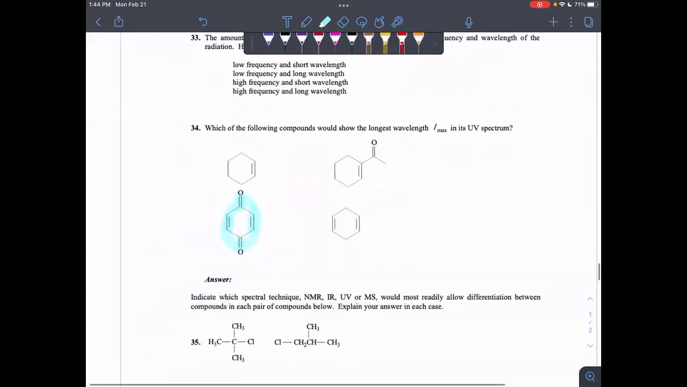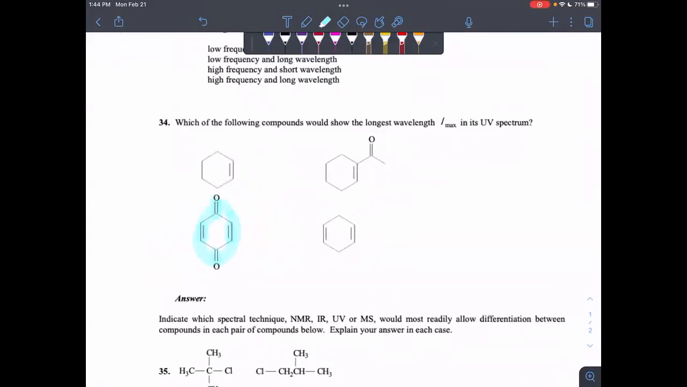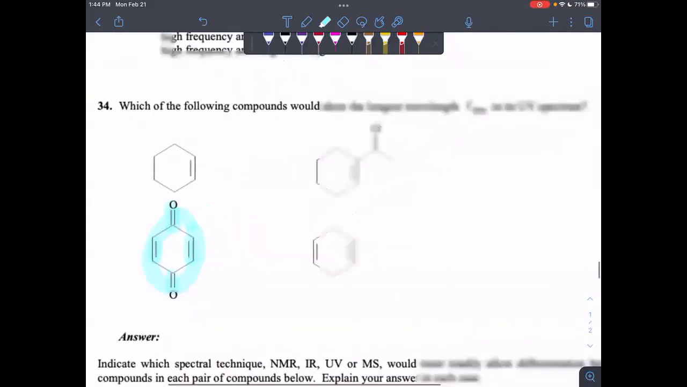I was confused on the oxygen double bonds to the carbon. I thought we can only do carbon double bond carbon. No, any double bond.